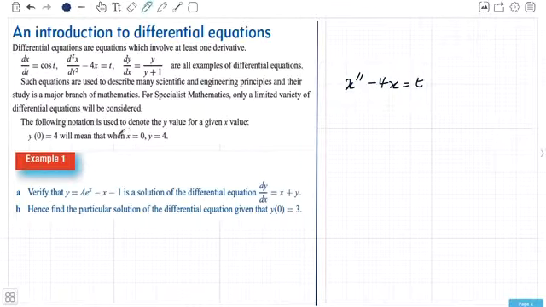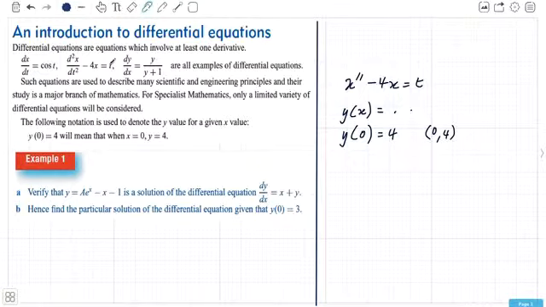Okay, so that's a second derivative. The other thing that we've got here is the notation. If you've got a function where we usually write it as y as a function of x equals something, we're now going to be looking at y where x is a particular value, so say when x is 0, and that might be 4. So what that corresponds to is the point (0, 4). When x is 0, y is 4.